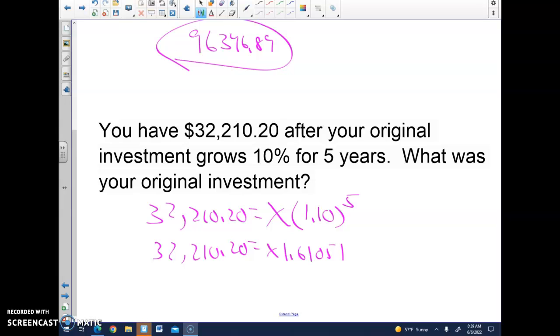32,210.10 and divide it by 1.61051, and I'm going to get 19,999.93. We're going to call that a 20,000 investment. You can round it. Okay, that's about a $20,000 investment. And once again, I would argue there, if I give you $20,000 and 5 years later, you give me 32,000 and change back, more than the 20,000 I gave you, I'd say that's a pretty good deal.